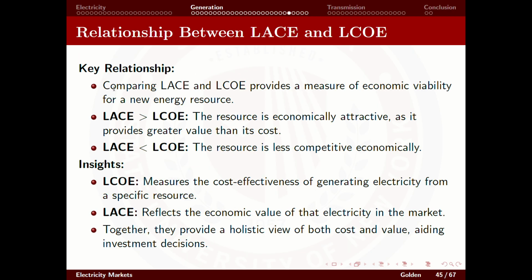So comparing LACE and LCOE provides a measure of economic viability for a new energy resource. If LACE is greater than LCOE, the resource is economically attractive as it provides a greater value than its cost. Otherwise, the resource is not competitive and shouldn't be built. Together, they provide a holistic view of how both cost and value interact, aiding investment decisions.